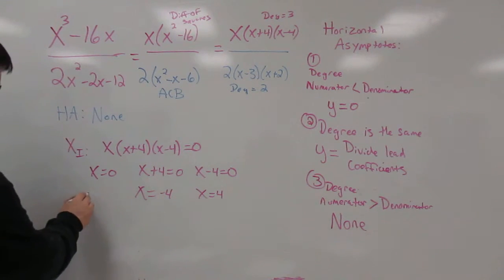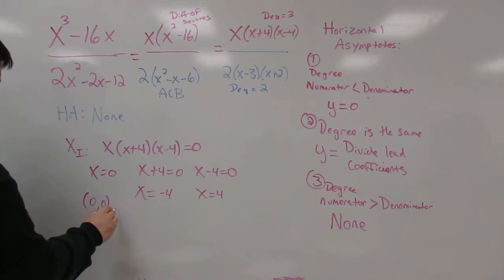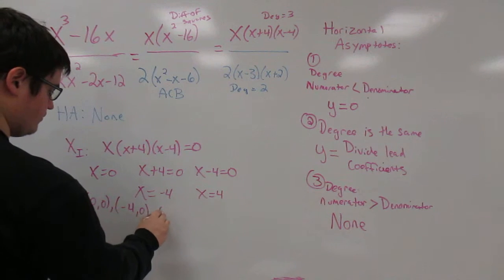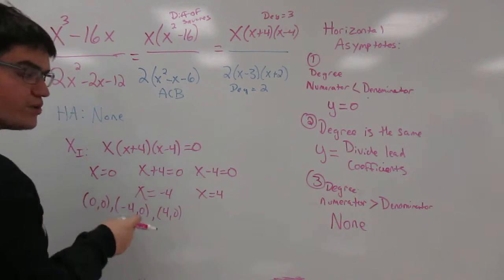So our x-intercepts are 0, 0, negative 4, 0, 4, 0. So we have 3 x-intercepts here.